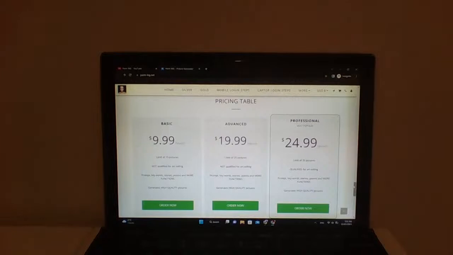Last is our professional plan. This is our most popular plan, and it is only $24.99 and offers a great variety of services. For the professional plan, we offer a limit of 35 pictures, and you are qualified for art selling, which means that you can sell your artworks in our online art selling store and earn the profit. The functions include prompt, keywords, stories, poems, and more. For the professional plan, we generate high quality pictures.